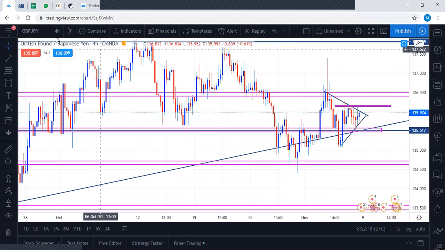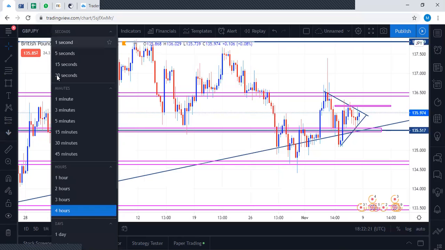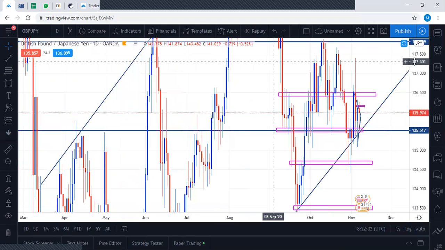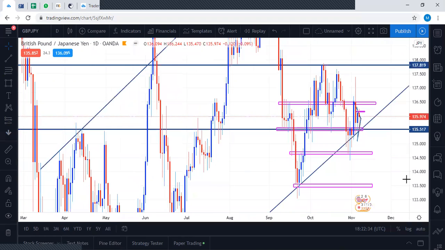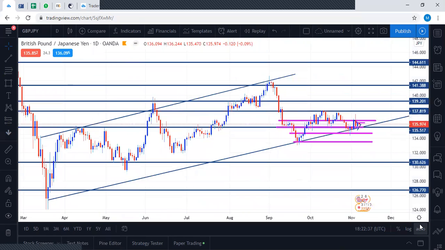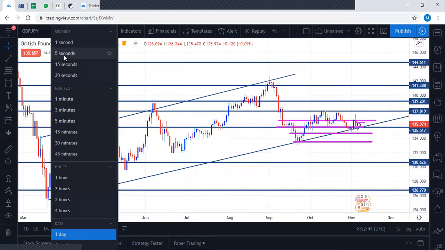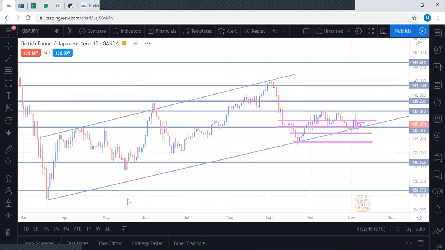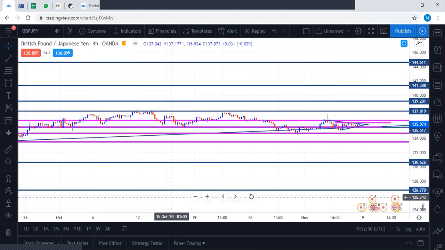So as you guys can see, GBP/JPY is similar to the pound USD. It's currently in an ascending channel. If you go down to the daily, you see we are in an ascending channel right here, and price is consolidating around this channel. So what am I expecting? What am I looking at on the chart? For now, on pound JPY, I'm not looking at anything at all.